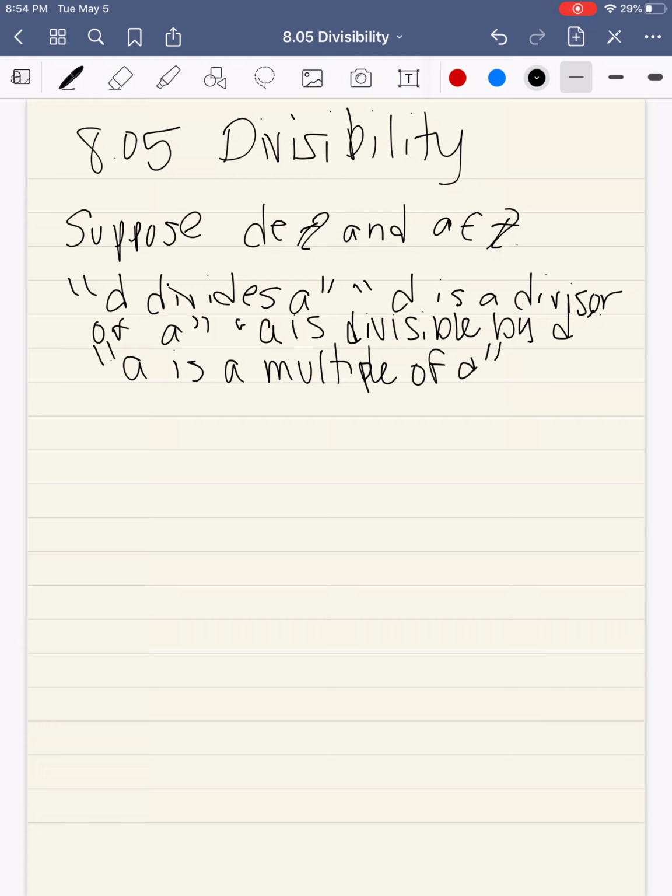So d divides a, d is a divisor of a, a is divisible by d, and a is a multiple of d. Our formal definition here, using our notation, is that there exists a j that's an integer such that a equals dj. So let's take a few statements here where we're going to determine whether they are true or false.